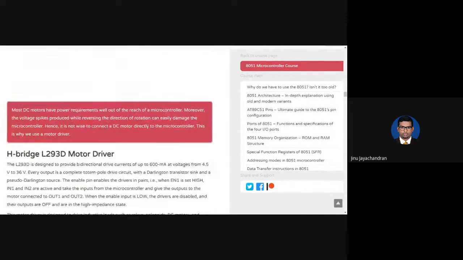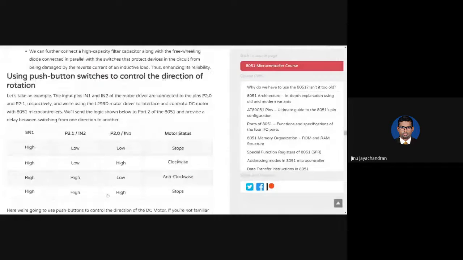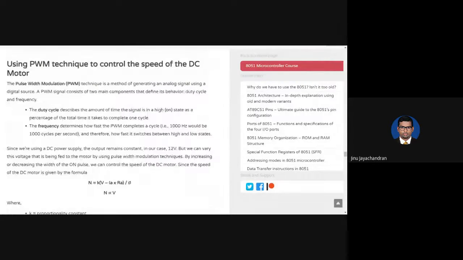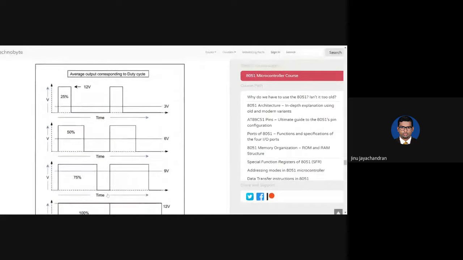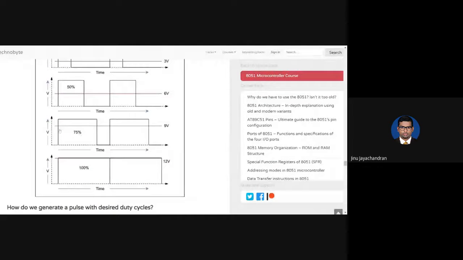Now to control the speed, you need to have something called PWM, pulse width modulation. Depending on the duty cycle, that is how much the positive time is, the supply that is given to the motor will have a fixed period or a fixed frequency, but the positive width keeps on changing. As the positive width keeps on changing, the average current or the average voltage applied to the motor will change.